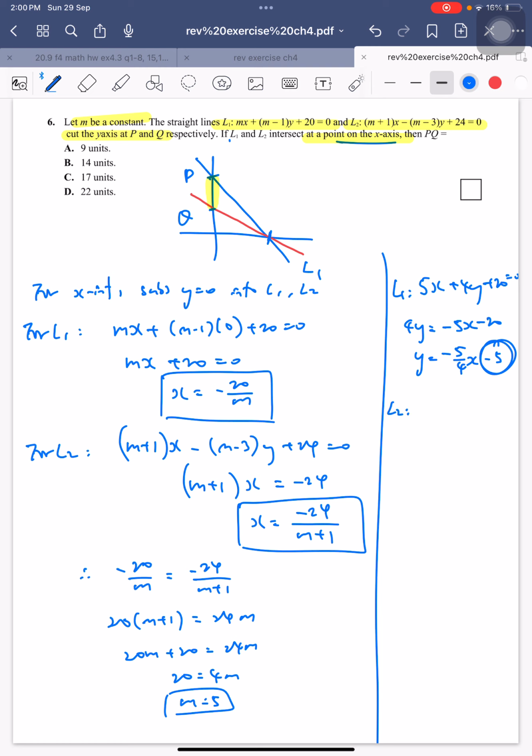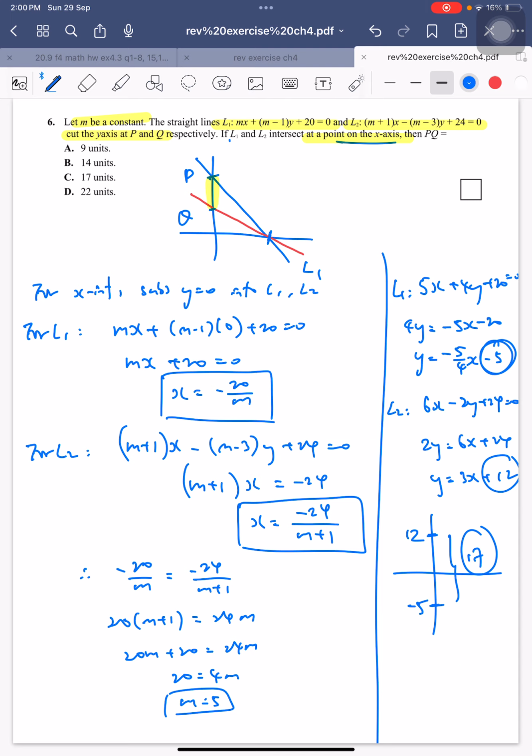For L2, I have (m plus 1)x, that's going to be 6x, minus (m minus 3)y, so 2y, plus 24 equal to 0. So 2y gives you 6x plus 24. y is equal to 3x plus 12. So now positive 12 is going to be the value of Q. You can see from here, this is going to be Q, which is 12. This is going to be P, which is negative 5. So the distance between them is going to be 17. The answer should be C.